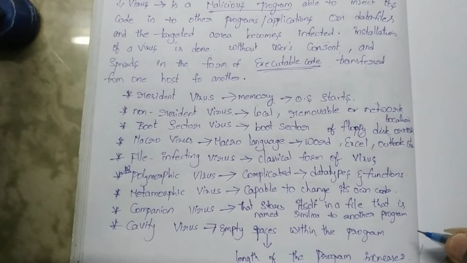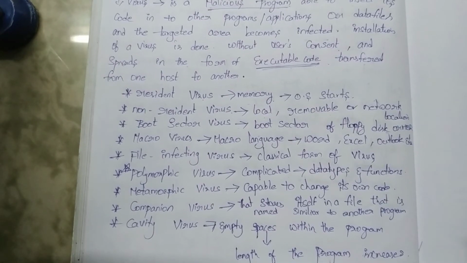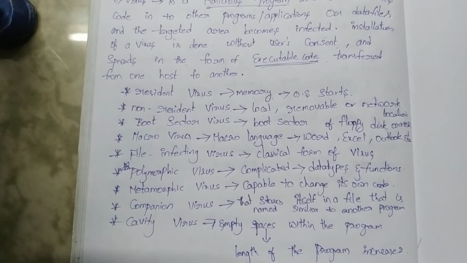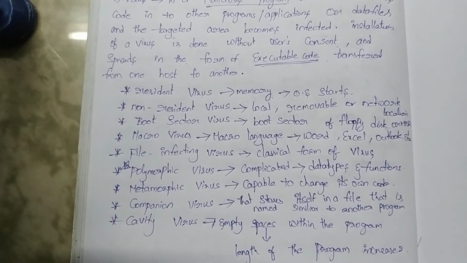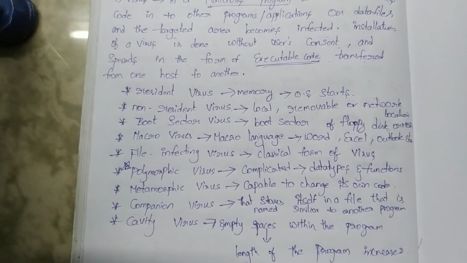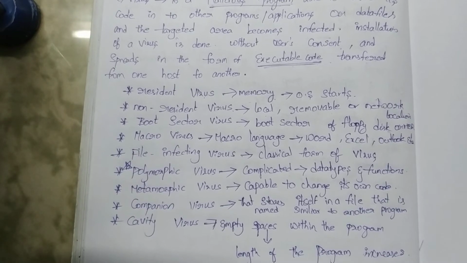The next is companion virus. A companion virus is a type of computer virus that stores itself in a file that is named similar to another file that is commonly executed. It just stays as a file in a host computer.